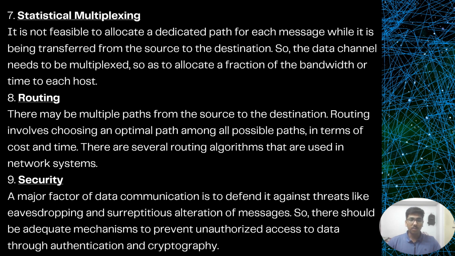Statistical multiplexing. It is not feasible to allocate a dedicated path for each message while it is being transferred from the source to the destination. So the data channel needs to be multiplexed so as to allocate a fraction of bandwidth or time to each host.